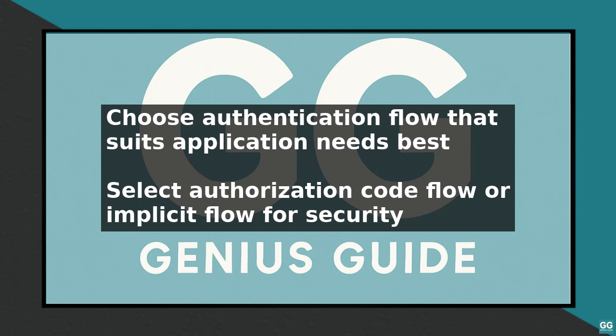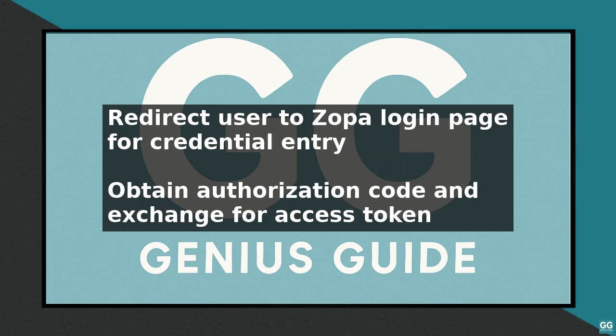To obtain an access token, send a request to the Zopa token endpoint with the authorization code, client ID, and client secret. The response will contain the access token, which can be used to access Zopa's API. When making API requests, include the access token in the authorization header to authenticate the request.